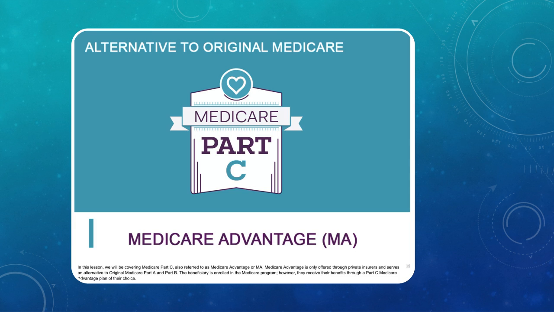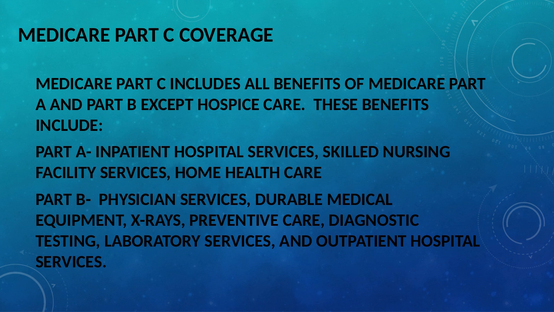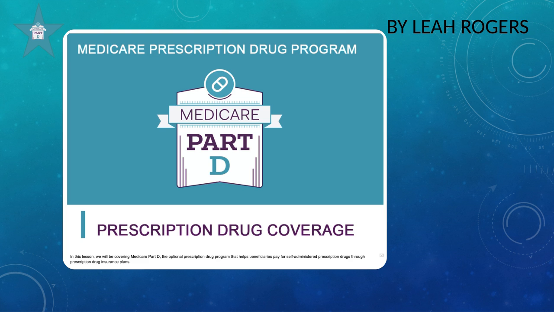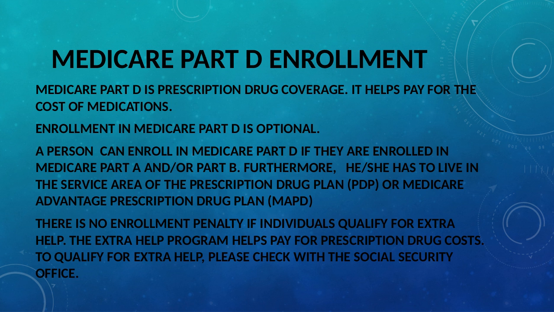Additionally, we have Medicare Part C, which is Medicare Advantage. Medicare Part Advantage or Medicare Part C basically covers all the benefits of Medicare Part A and Part B except hospice care. And these are what types of plan features are available for Medicare Part C. Medicare Part D. Medicare Part D is also known as prescription drug coverage. It helps pay for the cost of medications prescribed by a doctor.